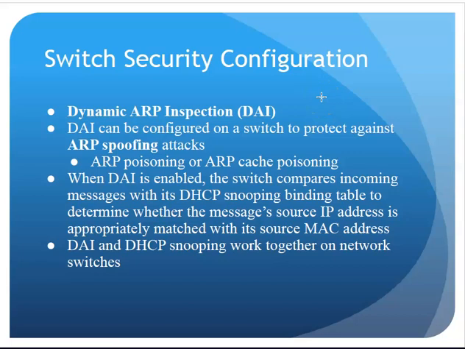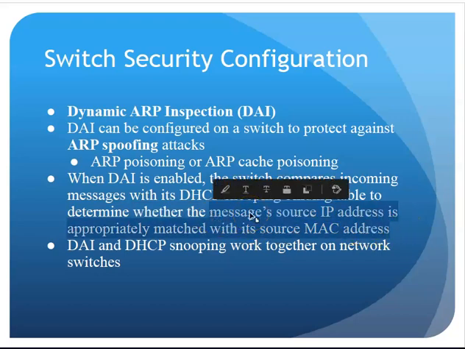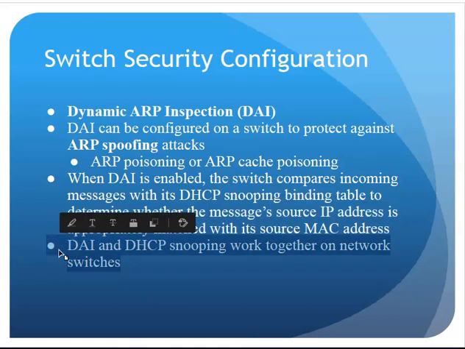Dynamic ARP inspection can be configured as well. This is to prevent ARP spoofing attacks. Remember, ARP is your MAC to IP address mapping. So with this, the switch compares the incoming message with the DHCP snooping, to determine whether the message source IP address is appropriately matched with its MAC address. So it's not somebody trying to snoop or somebody trying to spoof their way in. Again, these typically work together. Your dynamic ARP inspection and your DHCP snooping typically work together to prevent these untrusted entities, untrusted communications in your network.